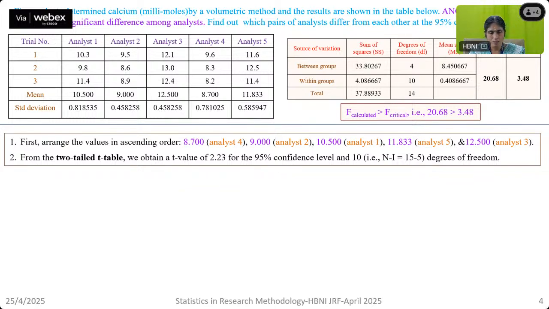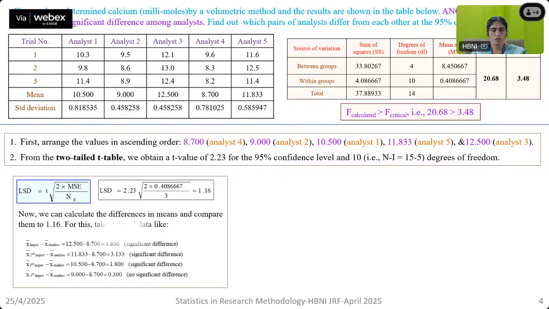Then from that point, we start now today. If there is a significant difference, what could be the cause? Which analyst is showing the different behavior compared to the others? For that, we make pairs, say analyst 1 and 2, analyst 2 and 3, 3 and 4, like that. All possible pairs of combination of these factor values, individual contributors, are made. Then we find out the difference, calculate the LSD, least significant difference, and compare the data points.